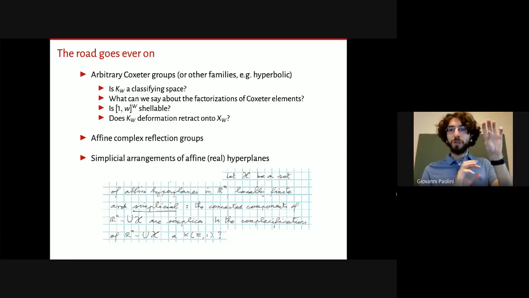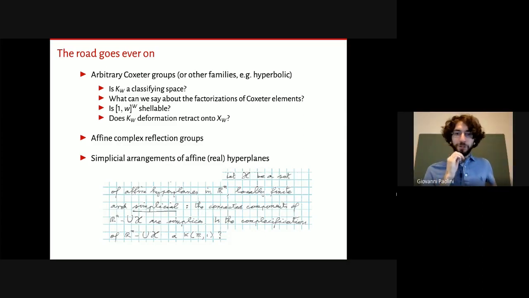Now, in our work, we did the jump from finite to affine real reflection groups. So one can ask if you can do the same jump in the complex case, jump from finite to affine complex reflection groups.